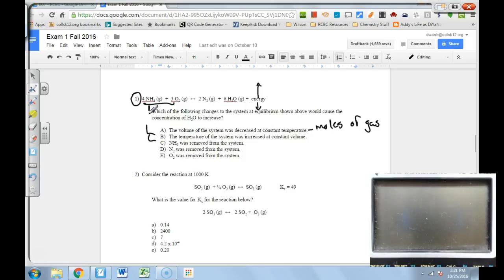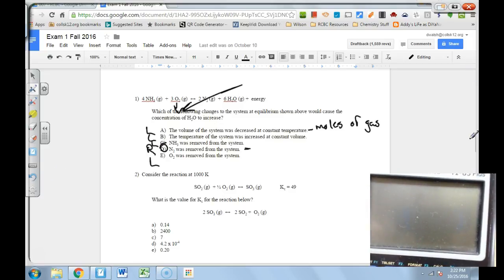Now if NH3 was removed from the system, again that's going to shift this way because there's a hole here that's going to want to be filled. So that's not right. Now if N2 was removed from the system, the reaction is going to shift this way to fill that void, to fill that deficit stress, and so that's a right shift. So far that's the one that works. Now what if we do this last one? O2 is removed from the system. If O2 is removed, the reaction is going to shift this way to fill that void. That's another left shift, so the answer is D.